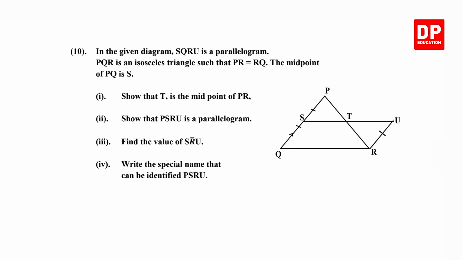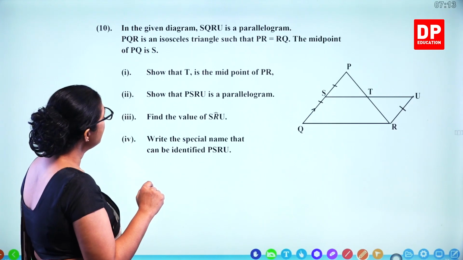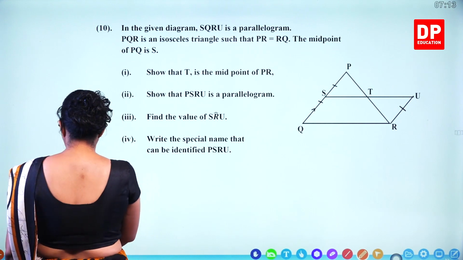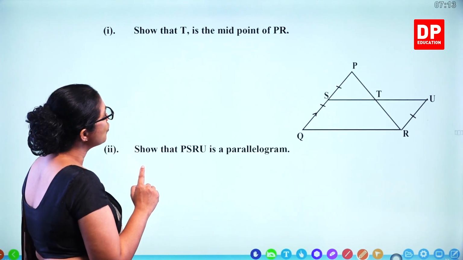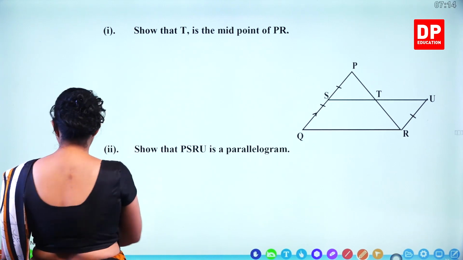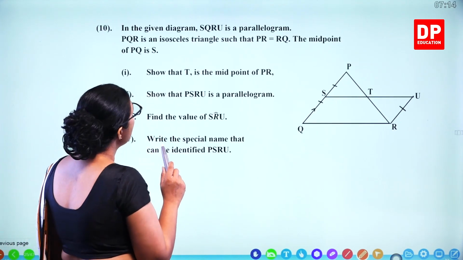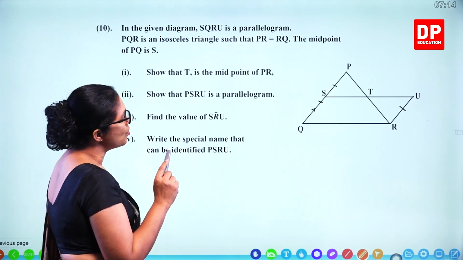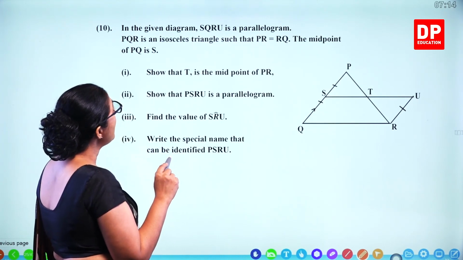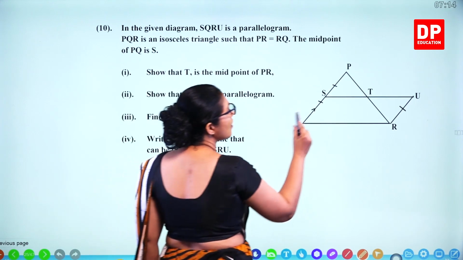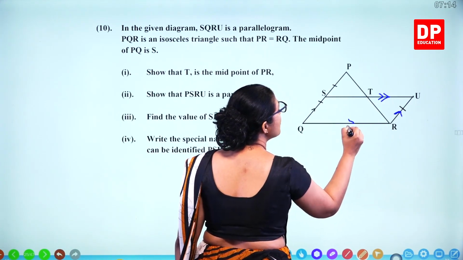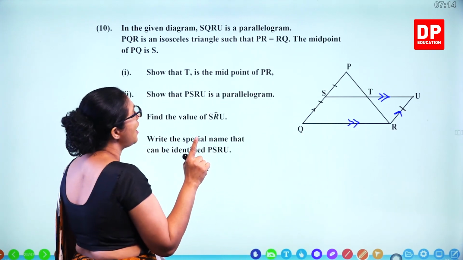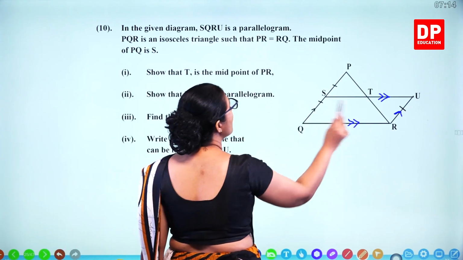Question number 10. You have to prove all these, so let's do it separately. Show that T is the midpoint of PR. But we have to read the question first. In the given diagram, SQRU is a parallelogram. That means this line is parallel to this one, and opposite sides are equal.